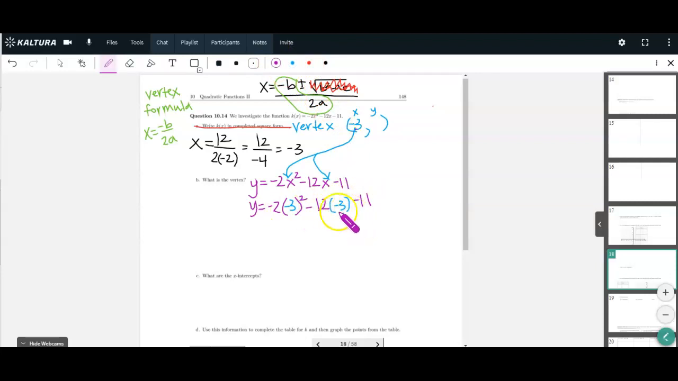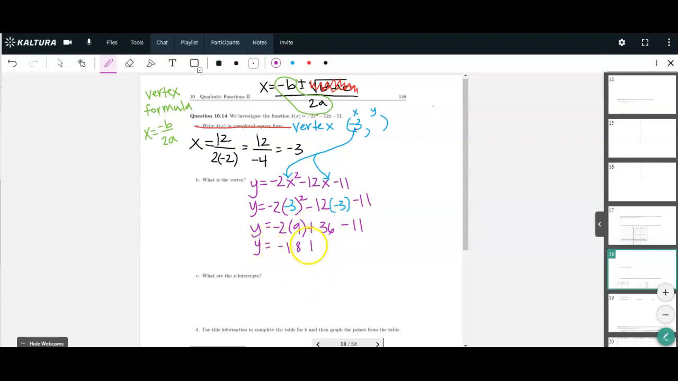Now I just need to simplify this. In some of your calculators, you can just put it all in there and do that. But if not, you have to use the order of operations. So 3 squared is 9, negative 2 times 9. Negative 12 times negative 3 is positive 36. And then minus 11.